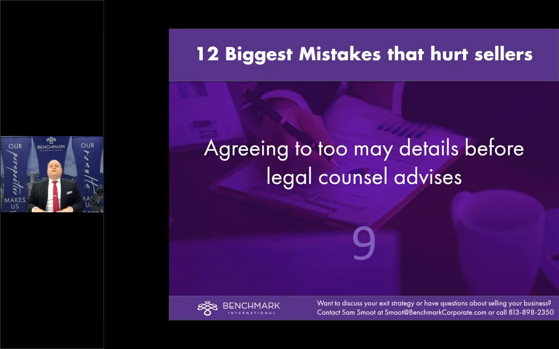Number 9, getting too many details. So this kind of ties back to number 7.